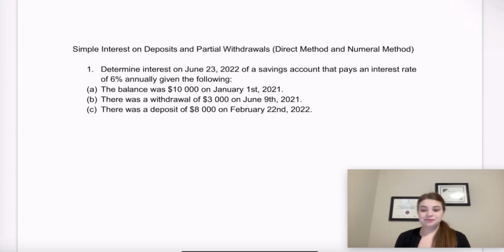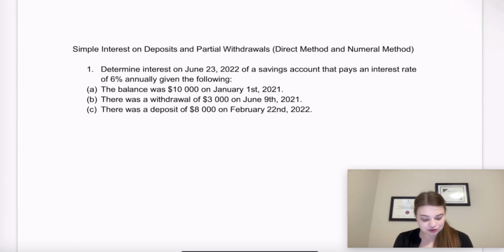Welcome back, everyone. Today we are going to be talking about simple interest on deposits and partial withdrawals. We're going to be going through two different methods of figuring this out. The first one will be the direct method. The second one will be the numeral method, and we're going to be going through both of those today.